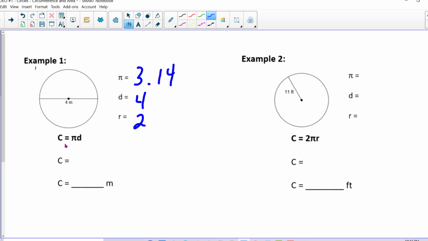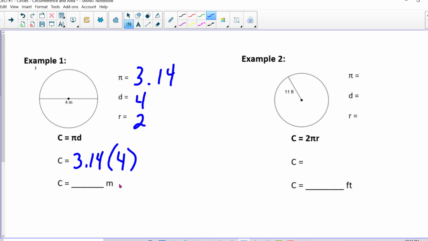Now, let's put that into our formula. Always write the formula first. I've written it here for you. Circumference is equal to pi times the diameter. So now, in place of pi, what are we using? 3.14. So write this down on your paper. Multiply it, and I'm going to use the parentheses this time, times the diameter. What's our diameter? 4.